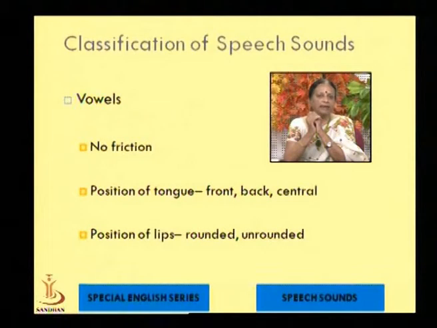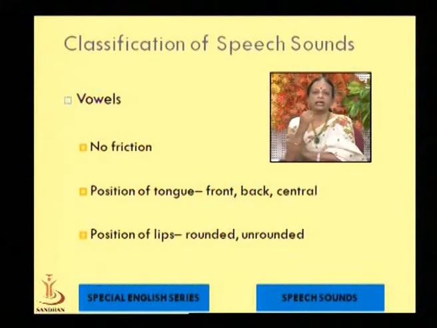I'll talk more about that when I talk about consonants. But let's look at the slide once again and understand that when you're describing a vowel, number one, there is no friction. Number two, we have to decide what the position of the tongue is. Is it the front, is it the back, or the central?